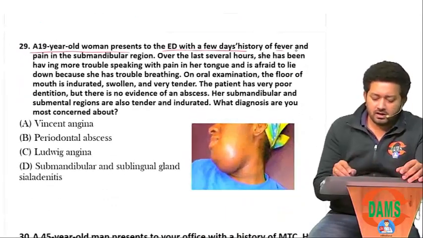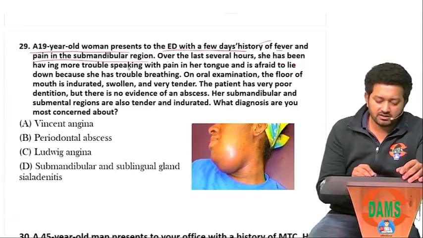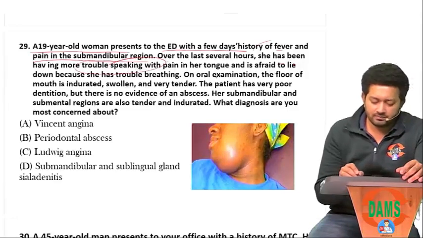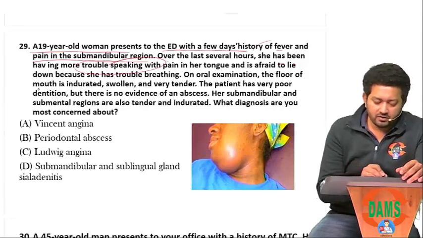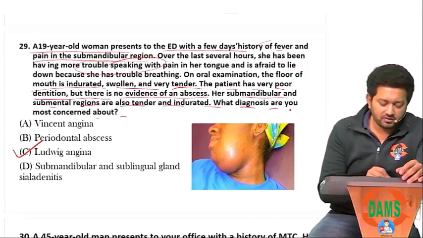Young female, history of fever and pain in the submandibular region, and she's having trouble speaking also. The floor of the mouth is indurated, swollen, and very tender. Poor dentition. So all these features are in favor of Ludwig's angina.